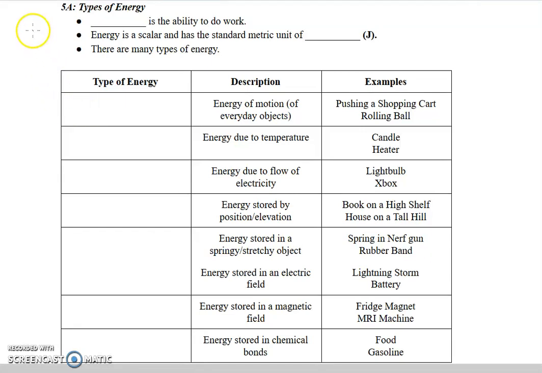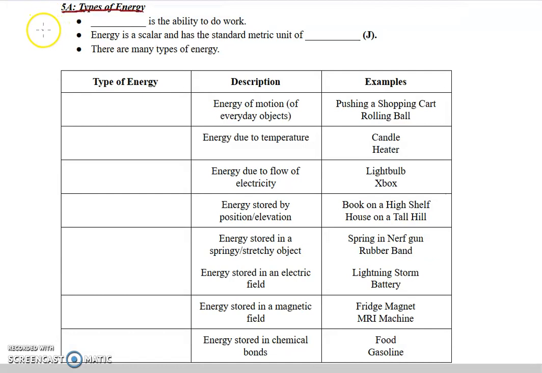Okay, we'll get started. In this section, we're going to be looking at 5A and 5B, so types of energy, and then we're also going to be looking at two types of energy a little more specifically. So the first idea here is, what is energy?